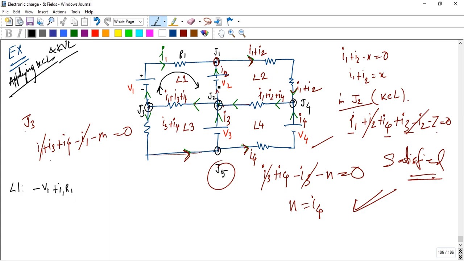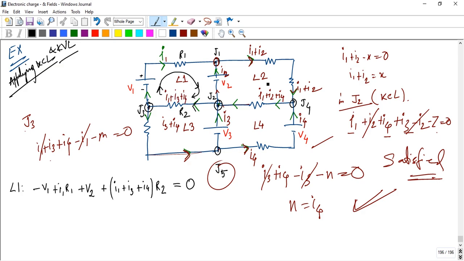So here V2, plus to minus, so plus V2, and here in this resistance, suppose called R2, in that direction, these are the same direction, so plus (I1 plus I3 plus I4) times R2. So the potential drop across R2, all that is equal to 0. That's the KVL equation of loop 1.